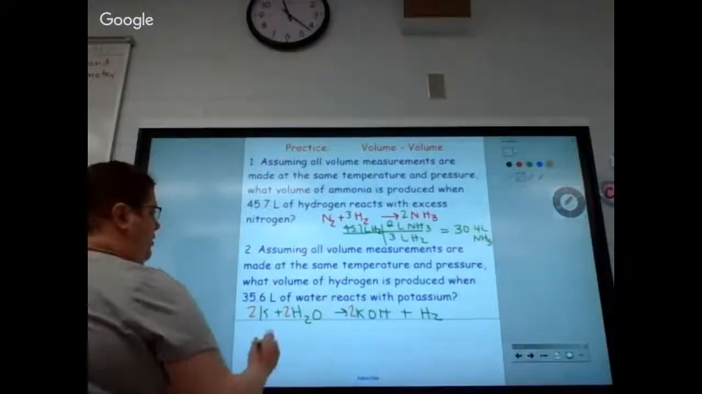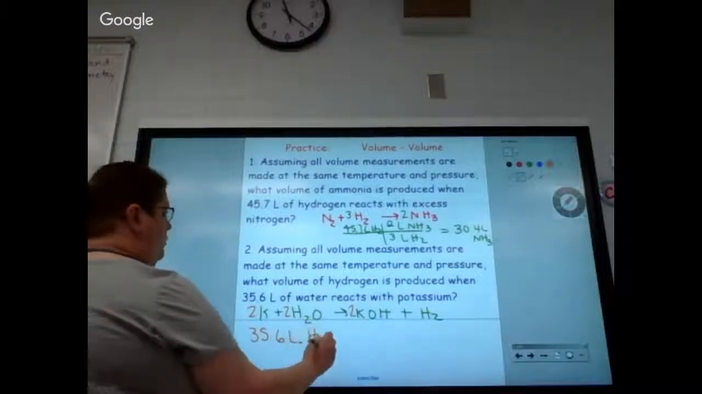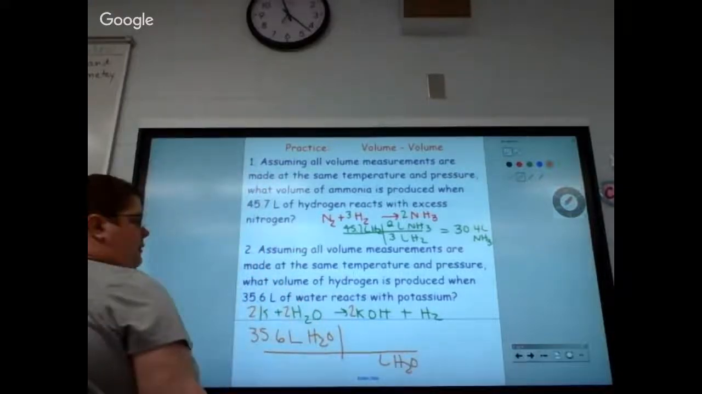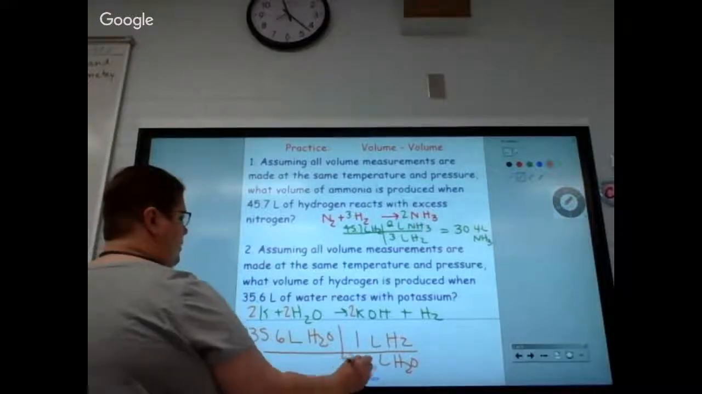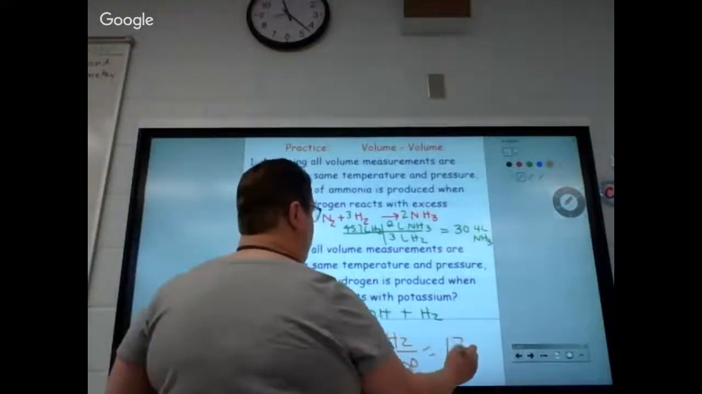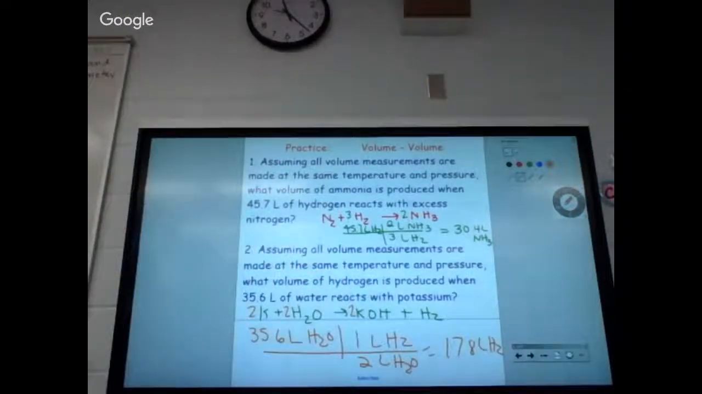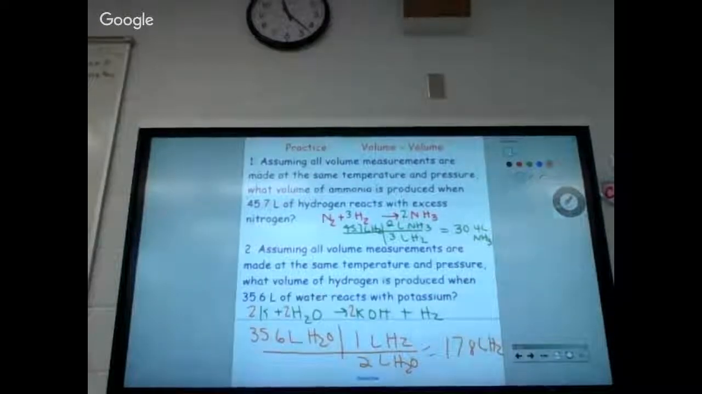All right, what do we start with? 35.6 liters of water. What goes on the bottom? Liters of water. And what are we going to? Liters of hydrogen. Hydrogen has a what? And water has a 2. So what do we get? Questions about how to do that? No. All right. I thought everything was balanced at first. You thought which one was balanced at first? Everything was balanced at first. Okay. But do you see that there's 3 H's on the right?